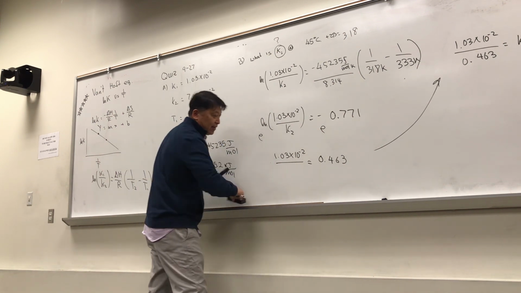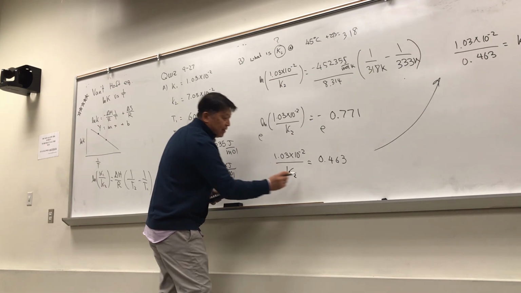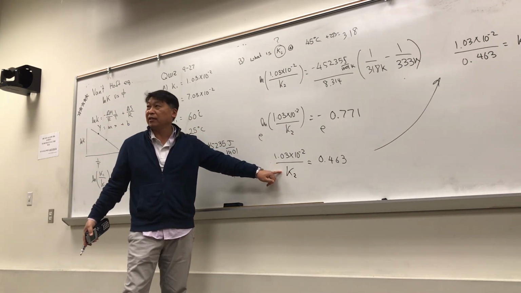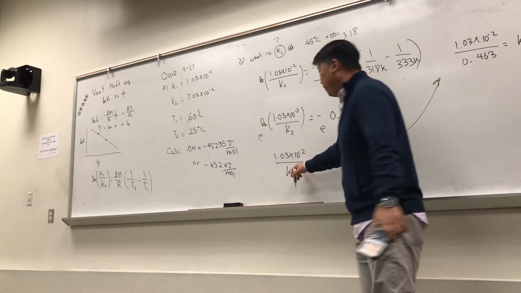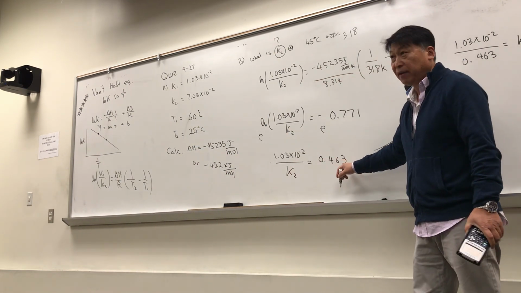Okay, you tell me how to solve for K2. It's in the denominator, so you flip it to get it to the top, so you put 1.03 in. When you flip this, you also have to flip the other side back. Is that correct?